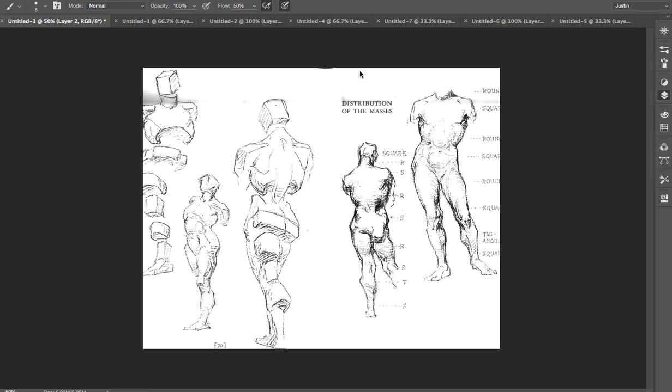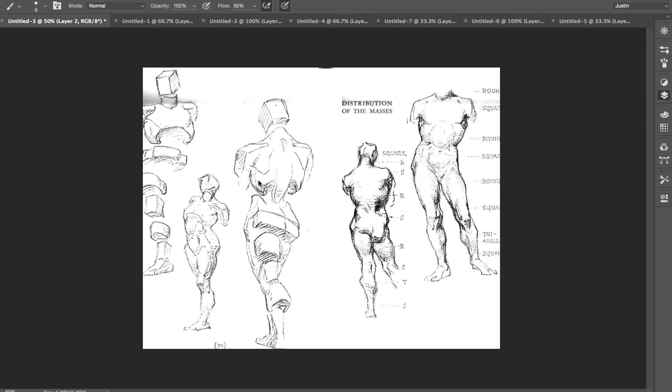Now, the structure of a figure really has to do with the shape and the volumes of the body. Now, in this first image, these are some drawings by an artist named George Bridgman, and I'd highly recommend you look up his work. I think he has probably some of the best examples of structure and looking for those base volumes of the figure. Now, you can see what he's done.